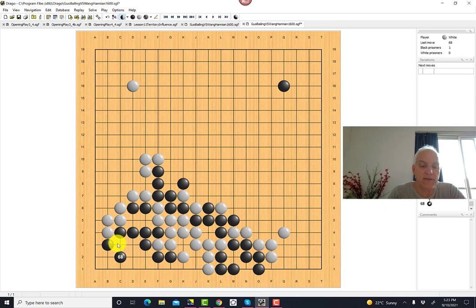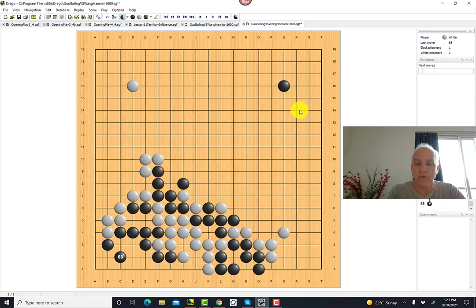Okay, so this group is safe. This group is safe. This group is safe. This group looks like it's pretty safe, and this group is pretty safe too. So all the groups now have sort of stabilized, and now the players can turn to making territory or reducing the other person's territory. So it's white's turn.